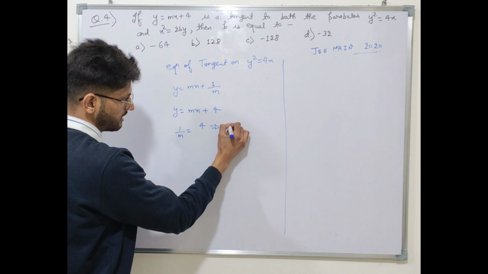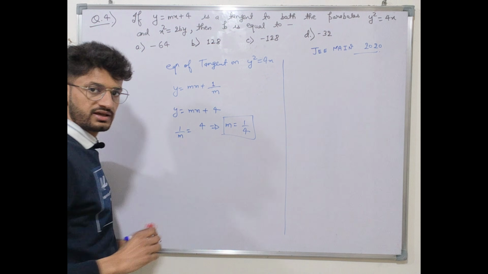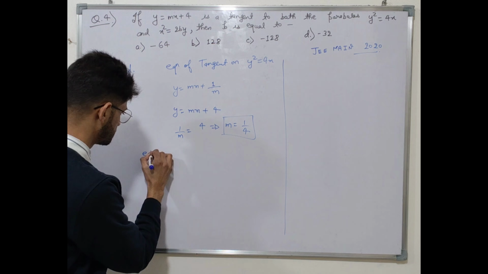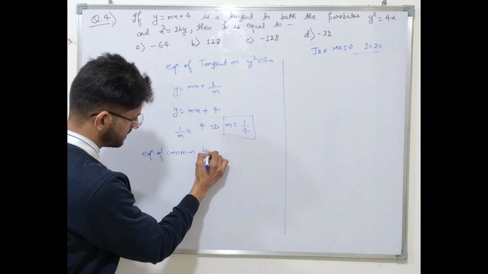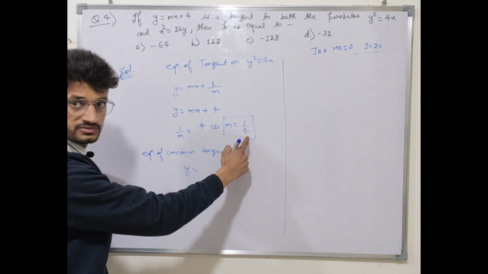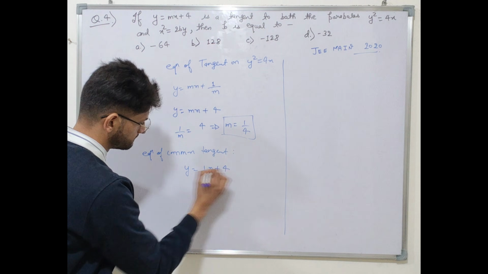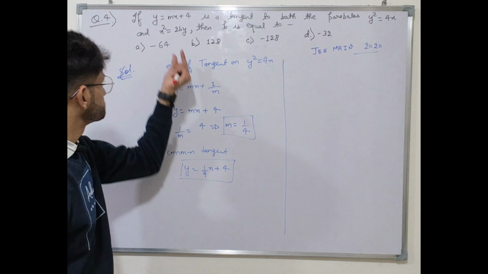So from here we can say m, the value of slope, is going to be equal to 1 by 4. So we can write the equation of the common tangent as y is equal to, the value of slope is 1 by 4, so 1 by 4 into x plus 4. So this is our common tangent, and we know this is the tangent for this parabola also.